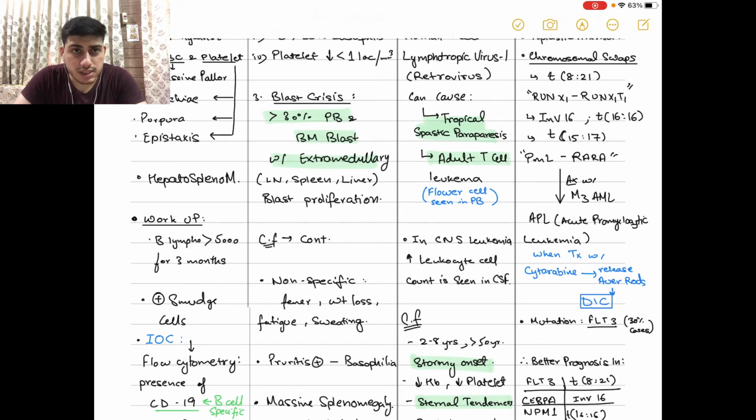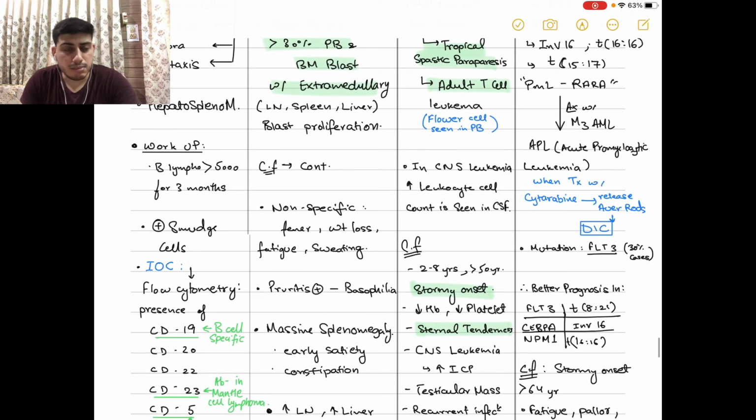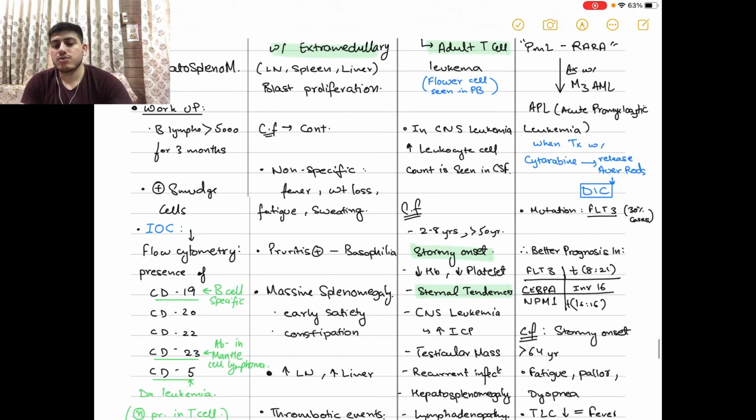M3 is associated with DIC, and how it is associated: when there is PML-RARA, it is highly associated with M3 kind of AML, and this M3 kind of AML is called acute promyelocytic leukemia, APL. Acute promyelocytic leukemia, when treated with cytarabine, releases Auer rods and it can cause DIC. And apart from these causes, there is also mutation of the FLT3 gene. In 30% of cases, this FLT3 mutation is found.